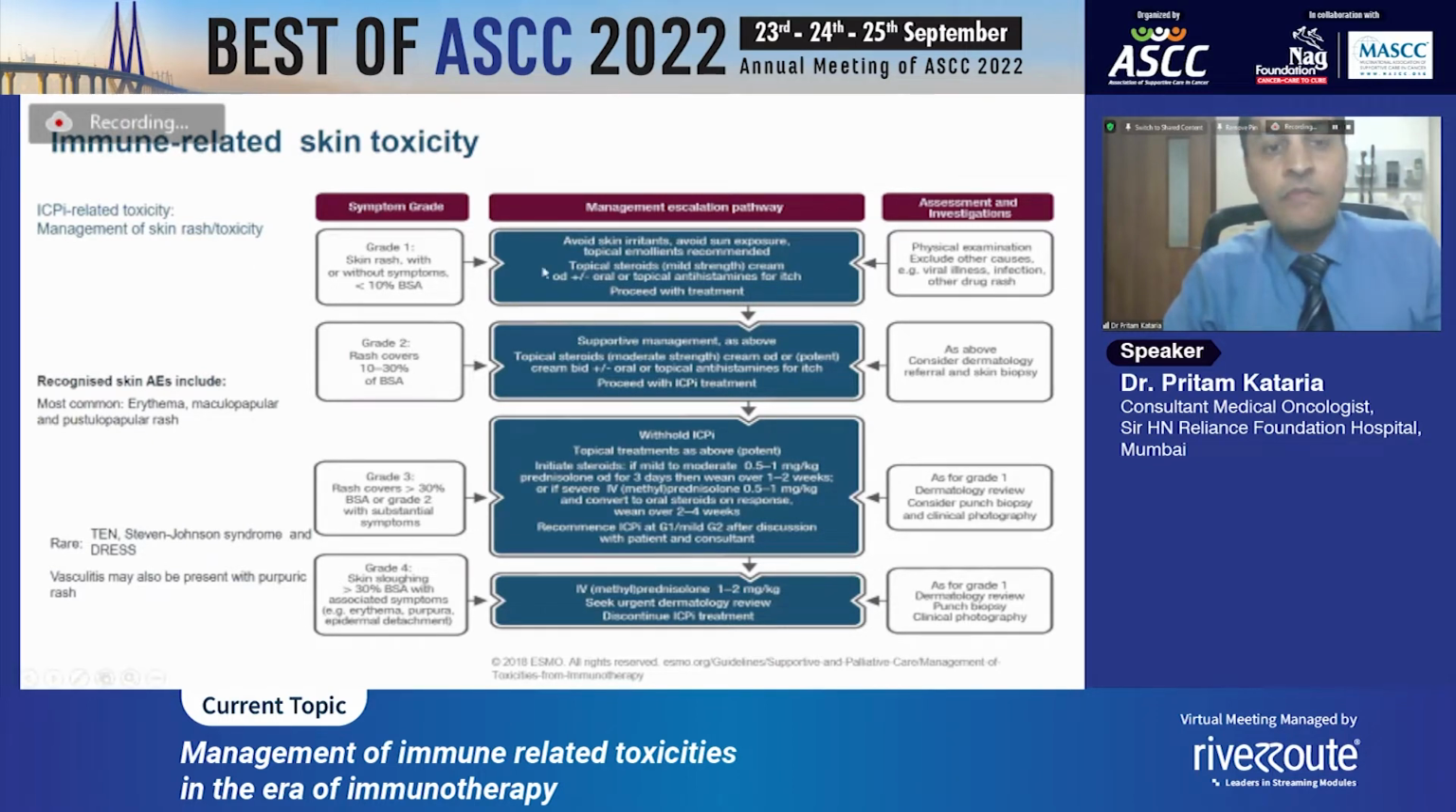Grade 1, we need to give topical steroids. For grade 2, topical steroids and antihistaminics. For grade 3, we need to stop the immunotherapy and start the patient on oral steroids. While for those patients who get grade 4 toxicities, we need to stop the immunotherapy and discontinue it permanently, and we need to start IV corticosteroids for these patients.